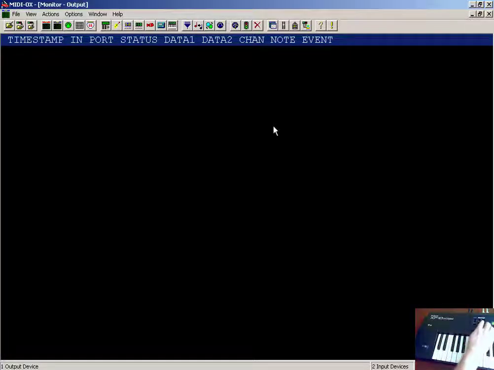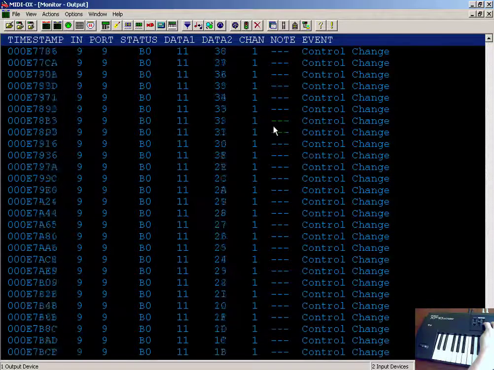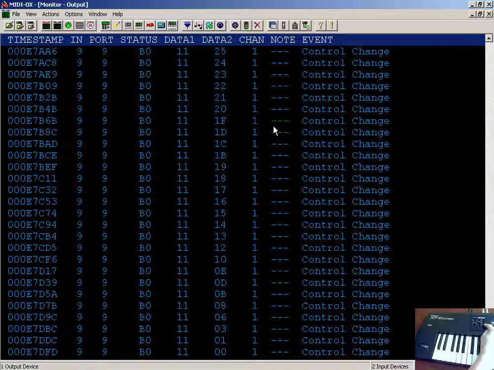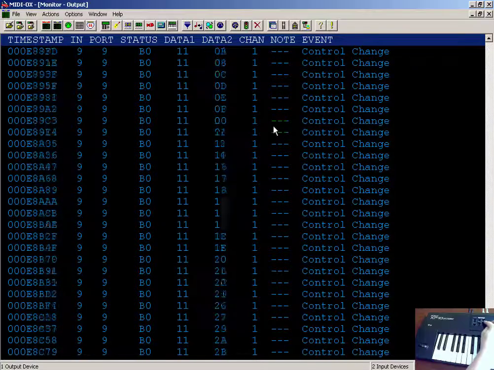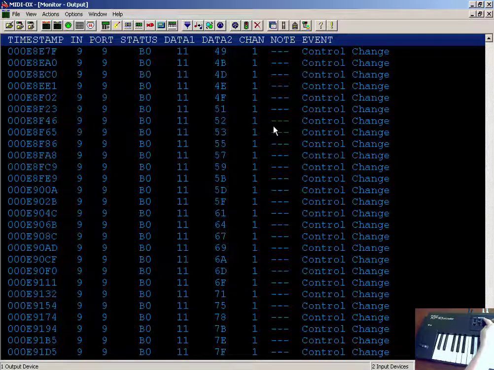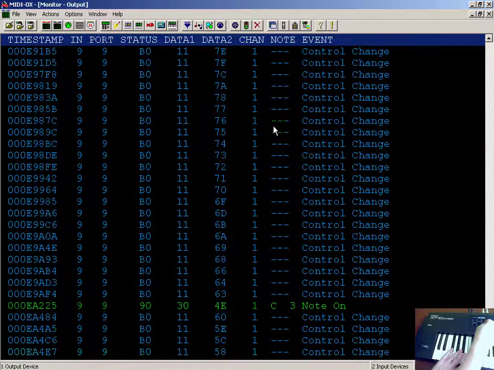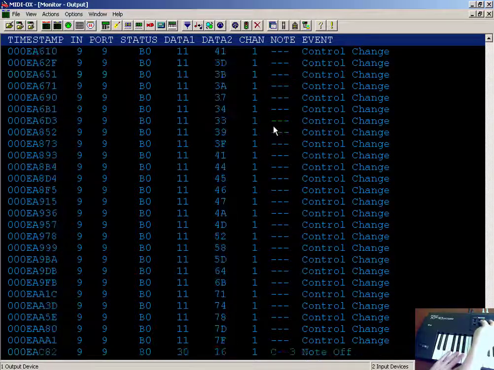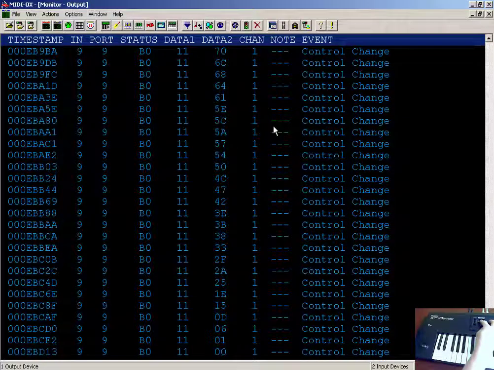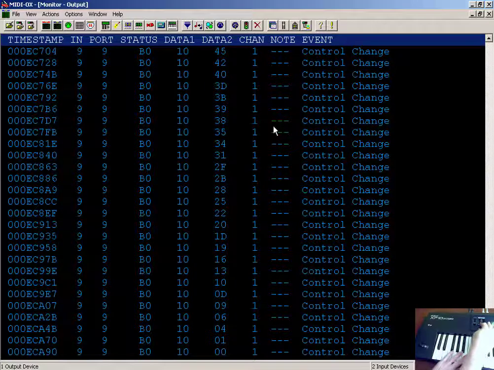Now I'm going to move the slider on my keyboard, and this generates a whole series of controller messages. Those have status that begins with hexadecimal B. If you look at the data value, you see that changing in response to the position of the slider. Data 1 of 11 says that this is one of the particular types of general purpose controllers.